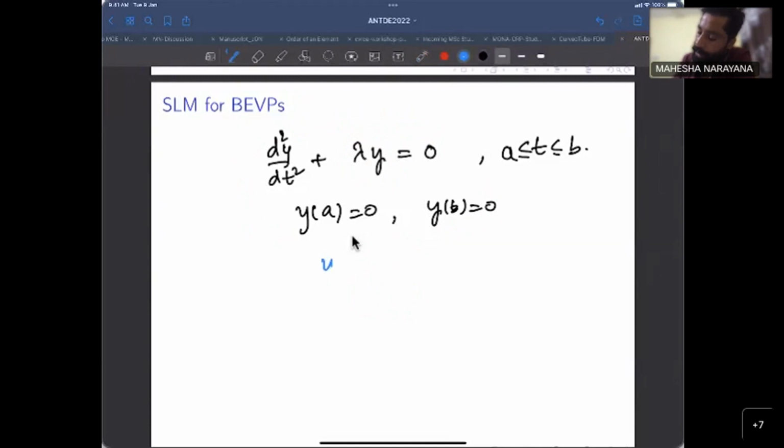You could treat this as an additional variable. So y and lambda are the two variables that you are solving.